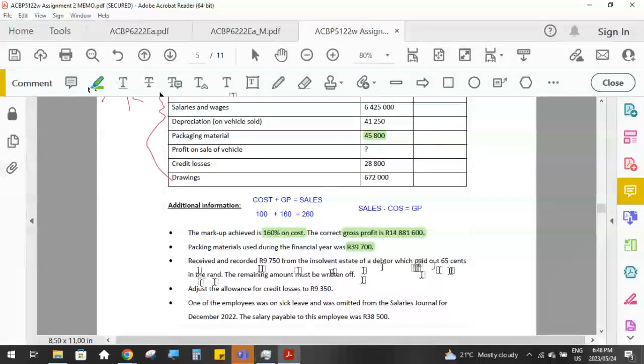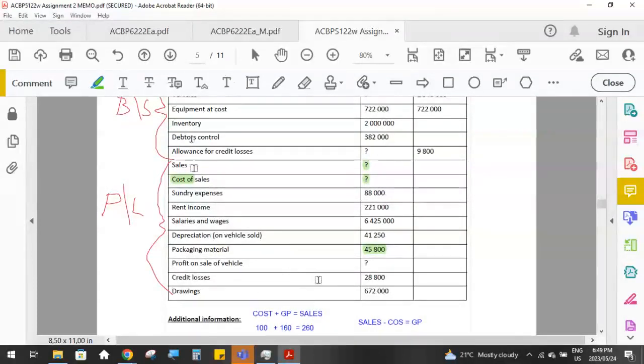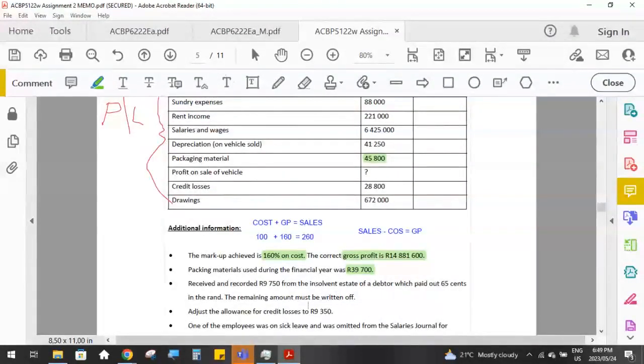And the remaining amount, in other words, the 35 cents in every Rand that they owed us, has to be written off, which means we've got to debit credit losses and credit debtors control with the 35 cents multiplied by the amount that they owed us.